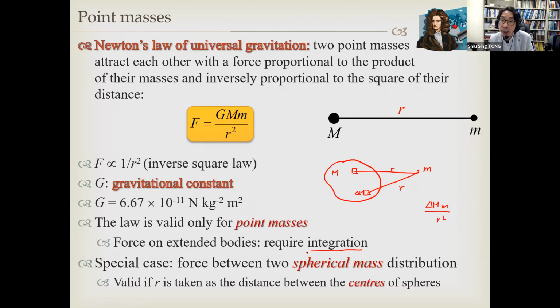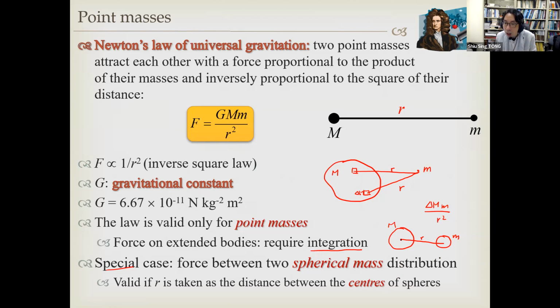Now, but there is a special case. The special case is found by Newton. Newton found that if you have 2 spherical mass distributions, what I mean is this. I'm not drawing very well, but let me assume that this is spherical and this is also spherical. If I have 2 spherical mass distributions, the mass is symmetrically distributed about the center, and also for this one, then the attraction force between them is exactly given by GMm over R squared.